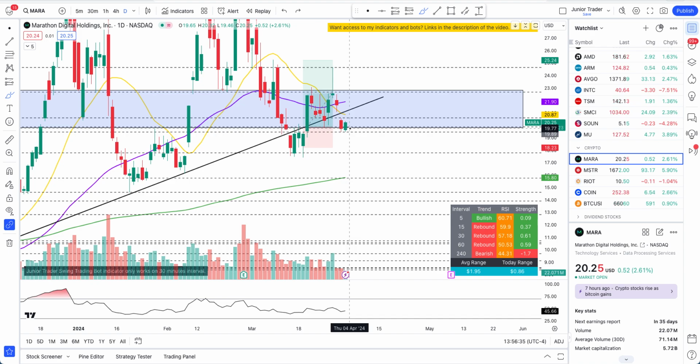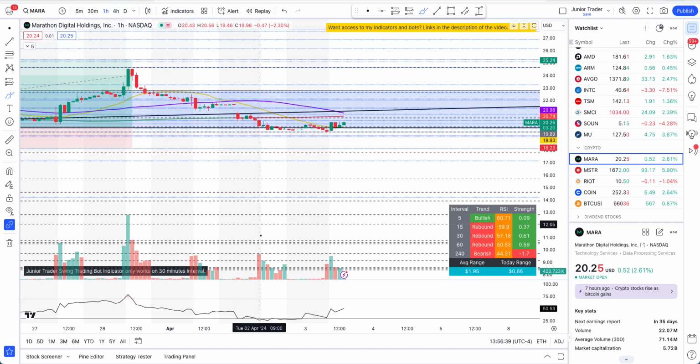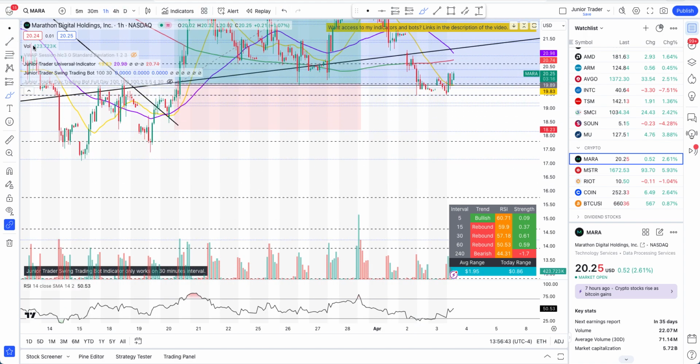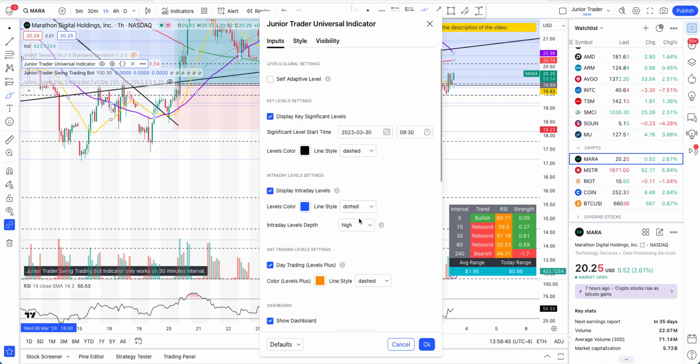So what are the areas before Mara again becomes intraday bullish or swing bullish? What are the areas to watch for that, right? And I'm going to adjust something on my indicator here as well.